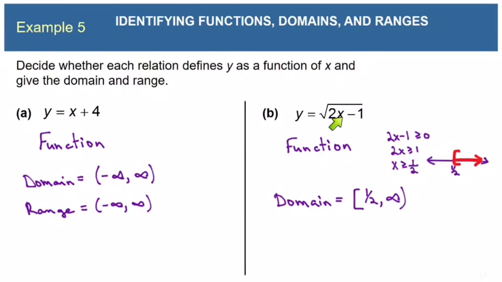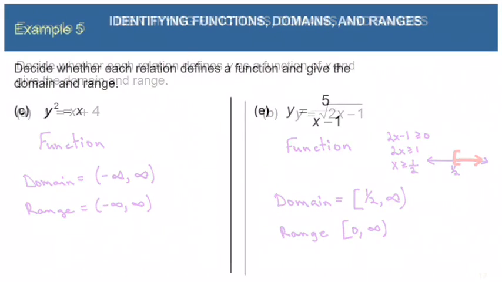What do we get if we plug in 1/2? 2 times 1/2 is 1, and 1 minus 1 is 0, and the square root of 0 is 0. So it looks to me like the smallest y value we can get is 0. And there's no limit to how large the y values could get because there's no limit to how large of an x we can plug in. So the range would be from 0 to infinity. And notice we have a bracket on the 0 because we can get a y value of 0 by plugging in an x value of 1/2.